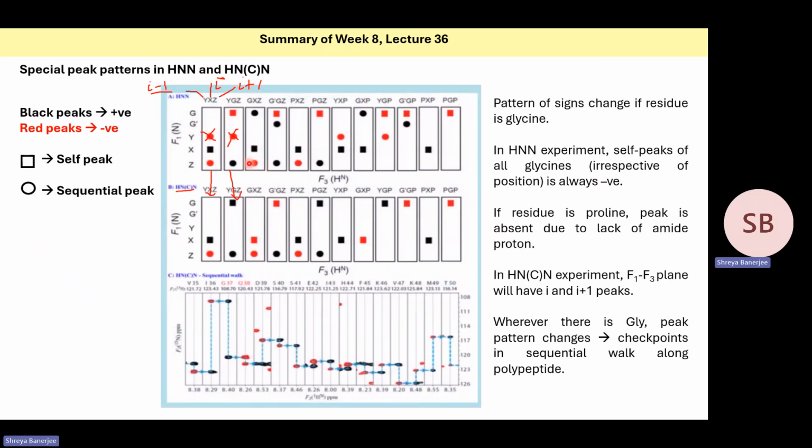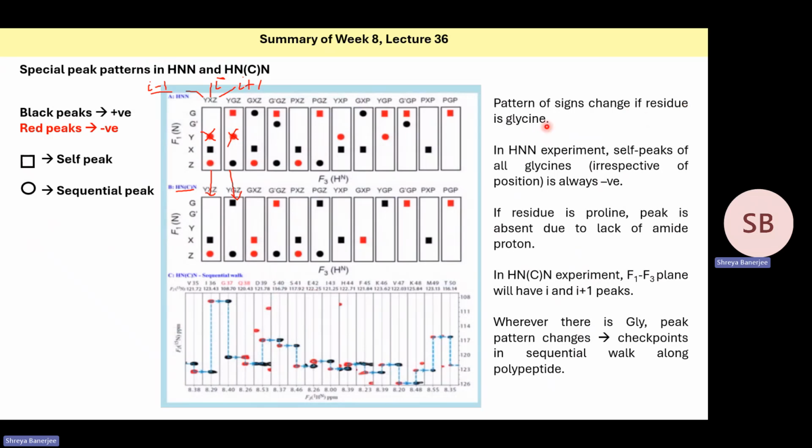That means the phase, as I said, in the general case, the self peak was positive and cross peaks were negative. So the sign of the peaks will change whenever there is a glycine. But not only that, in glycine, normally the self peak, you can see the squared self peak of glycine with glycine, is very upfield shifted. So that is another special characteristic of glycine.